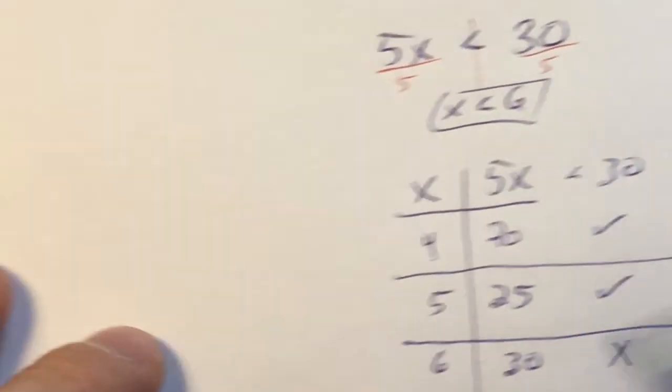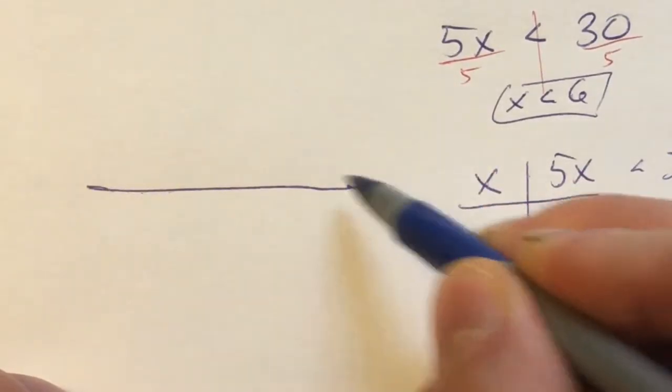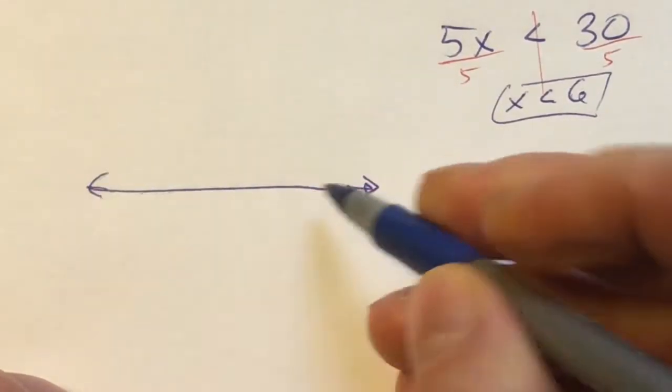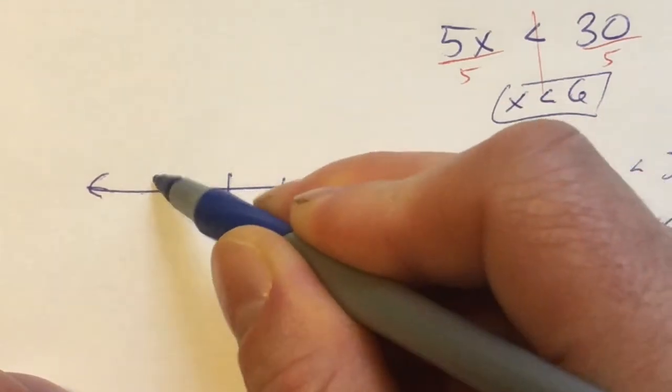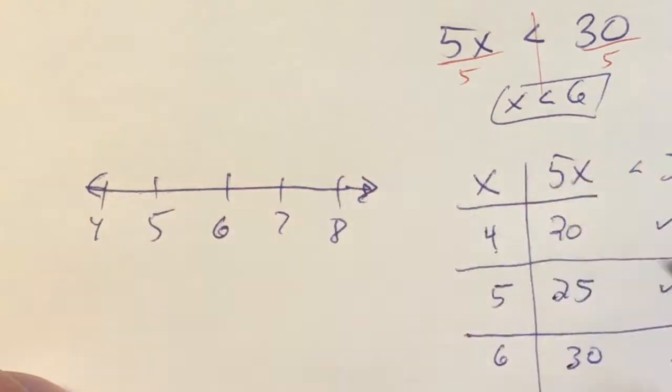They are not, right? So if I were to graph my solution over here, there's an arrow and an arrow, less than 6. So that would be 6, 7, 8, and 5, and 4.